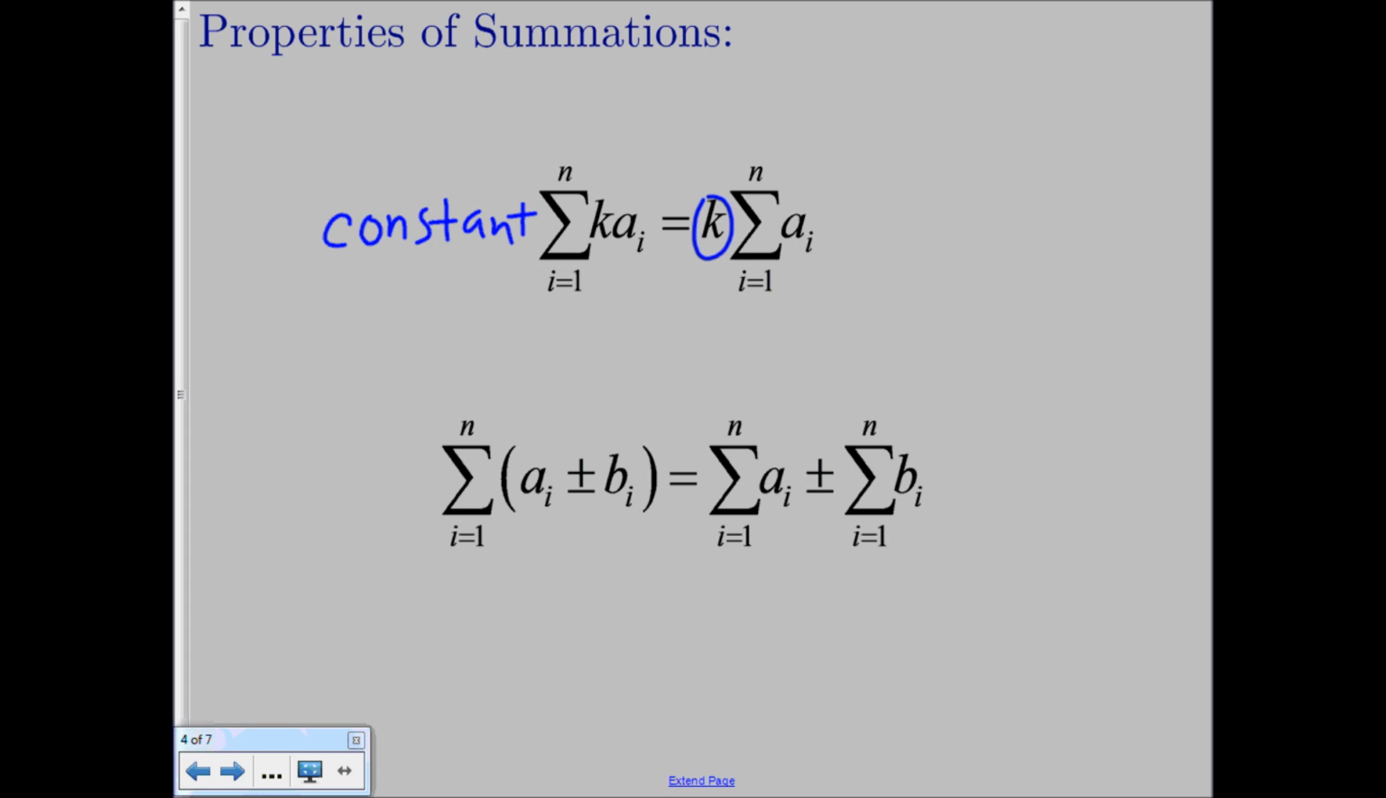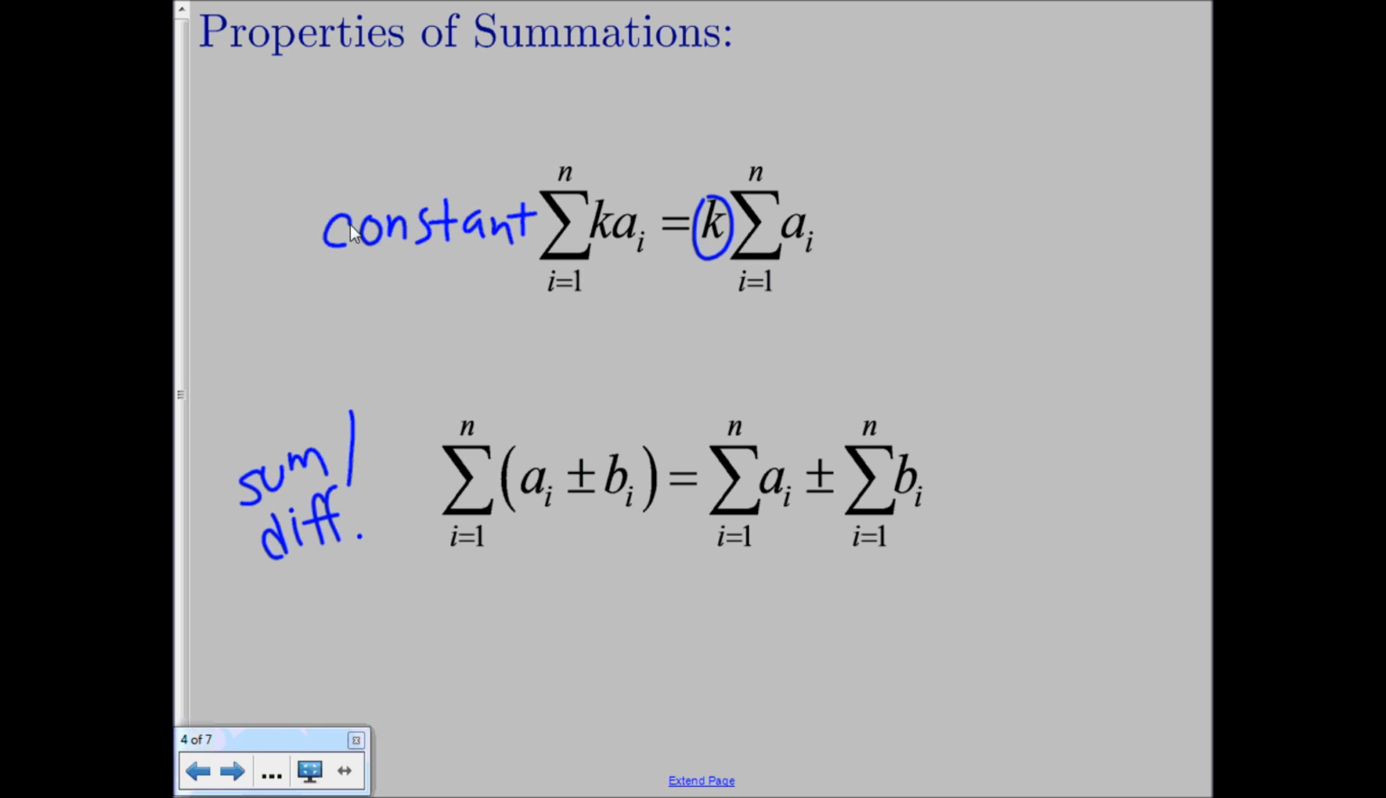And then the bottom one is just sum and difference, just like we have for derivatives and integrals. If you're taking the sum of a plus or minus b, you can just break that up into two sums, so you can sum up a and then add or subtract it to the sum of b. That's all it is.